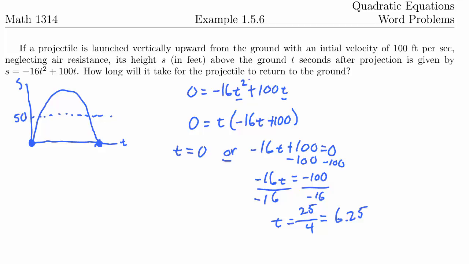How long will it take for the projectile to return to the ground? I have to reject 0, because this is not returning to the ground, this is leaving the ground. We're going this direction. So returning to the ground happens over here at the 6.25. So it returns to the ground after 6.25 seconds.